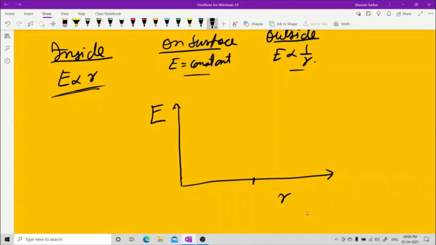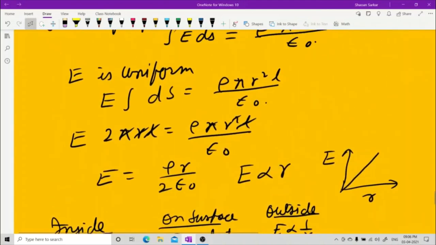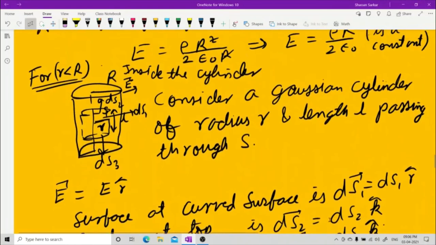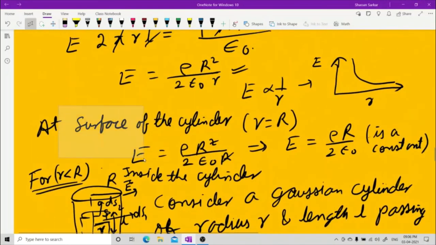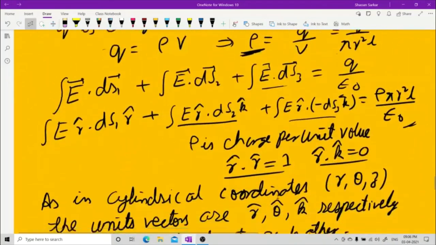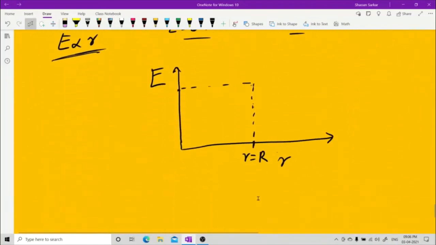Here is the point where r equals R, and here it is constant. Let me write down the constant for you. At the surface, you can see all this line till here. This is the constant: rho R by 2 epsilon naught. This is the value you need. Here, E constant is rho R by 2 epsilon naught.